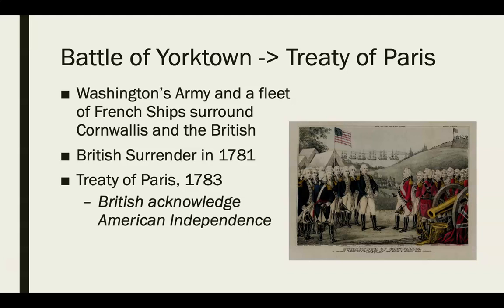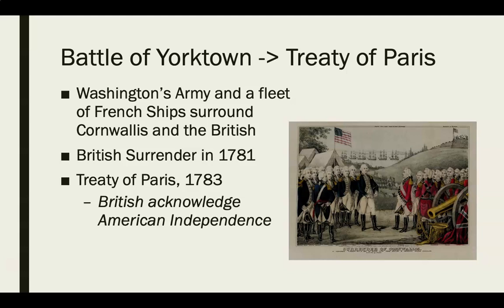So the end of the war came with the Battle of Yorktown. So Washington's army and a fleet of French ships, because the French had provided us aid in this war against their rivals, Great Britain, surrounded General Cornwallis and his army to the point where Cornwallis had to surrender. So in 1781, the British surrendered, and then in 1783, the Treaty of Paris was signed, and Great Britain acknowledged American independence for the first time. So, yay! The United States is officially its own country.